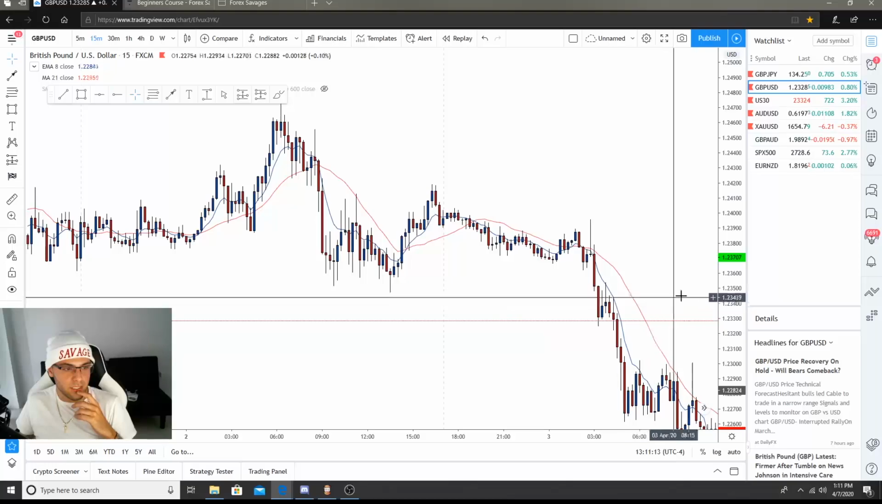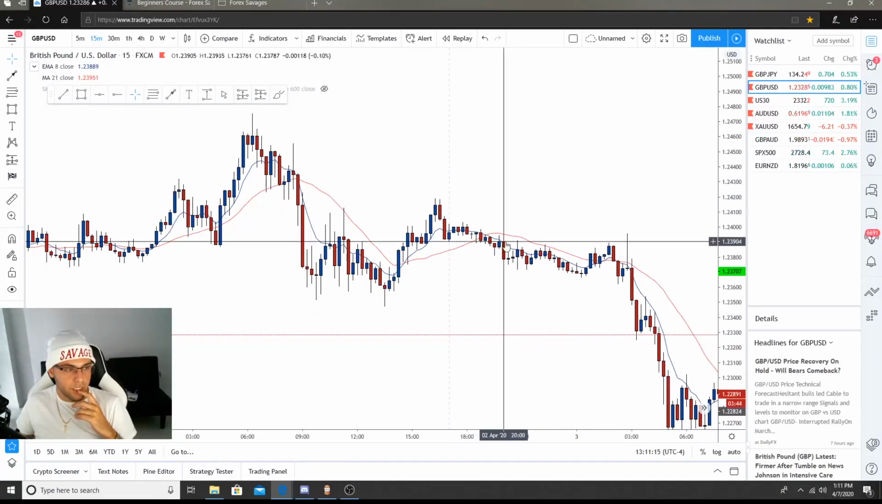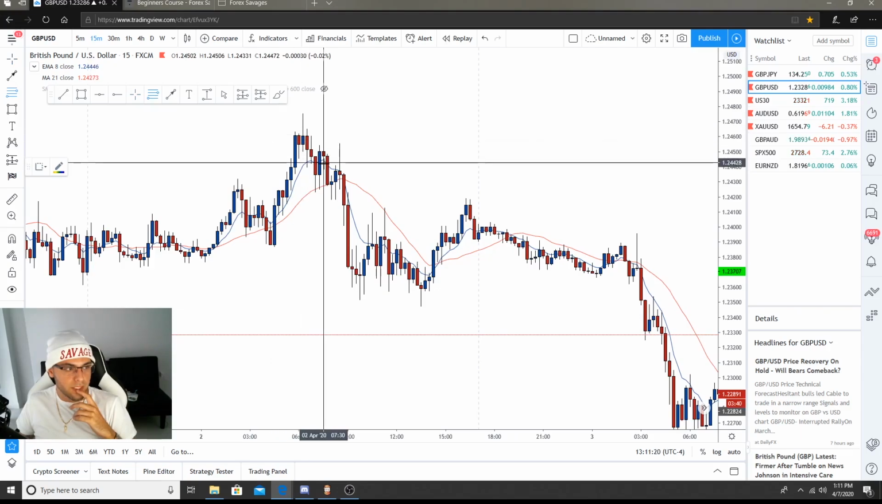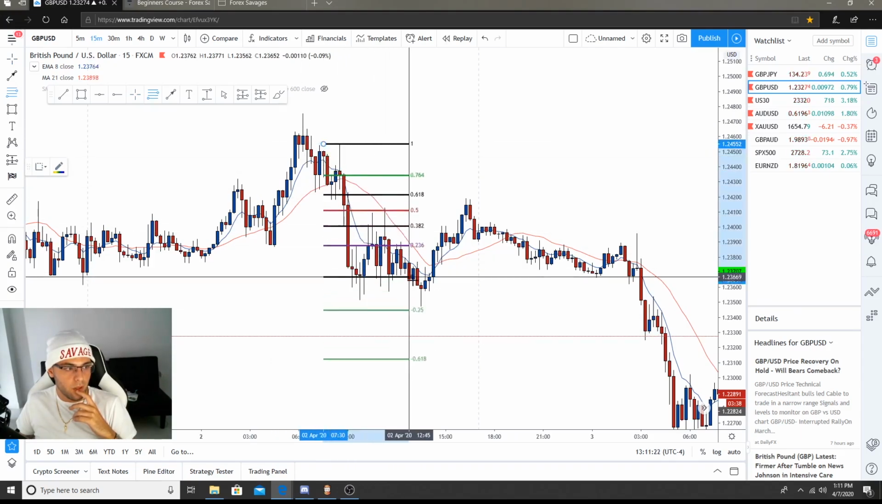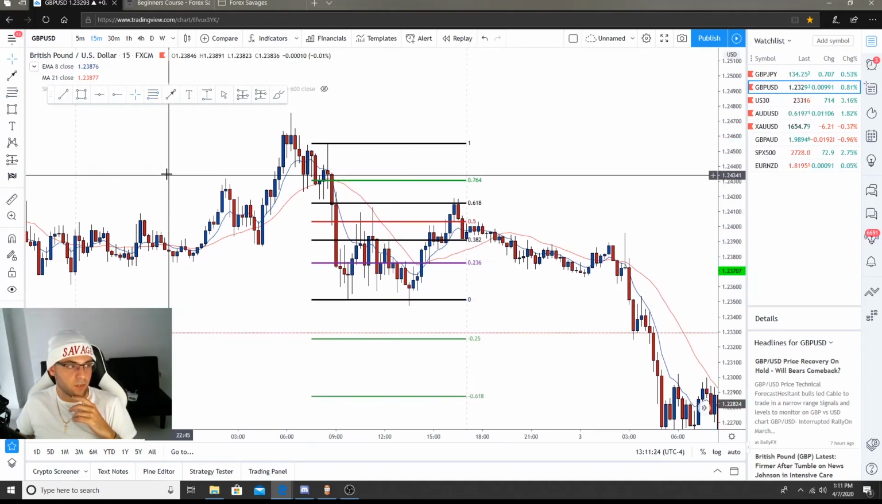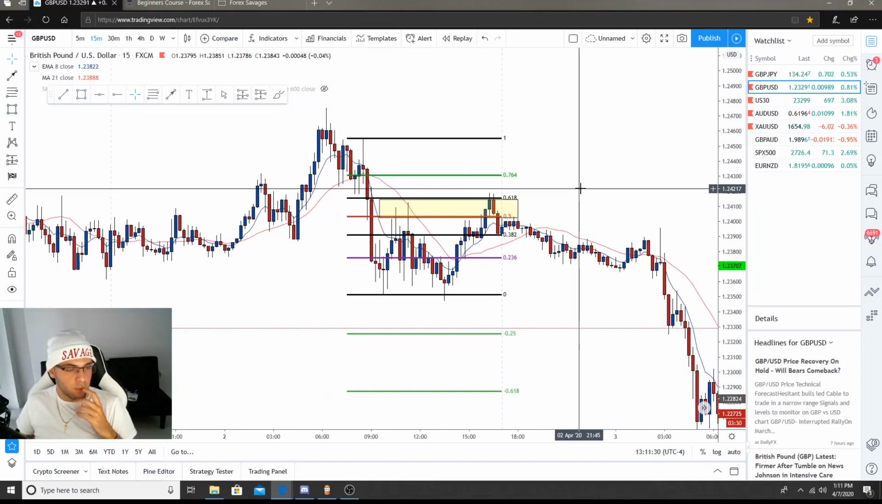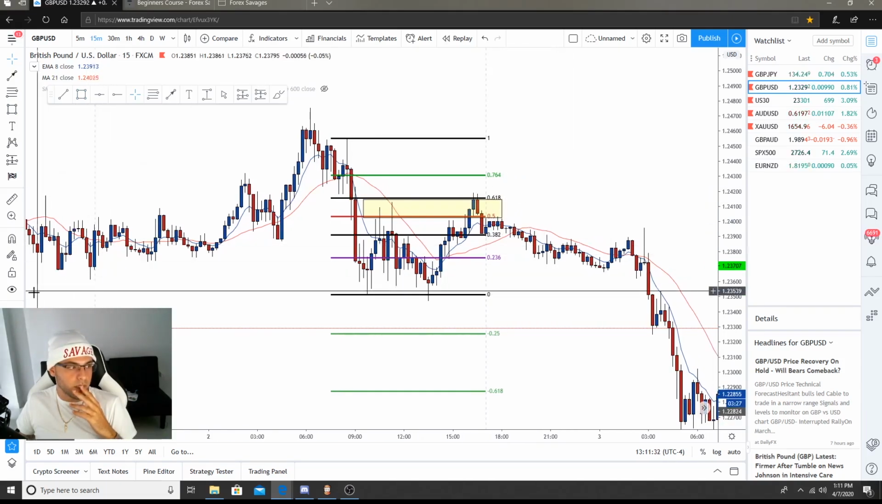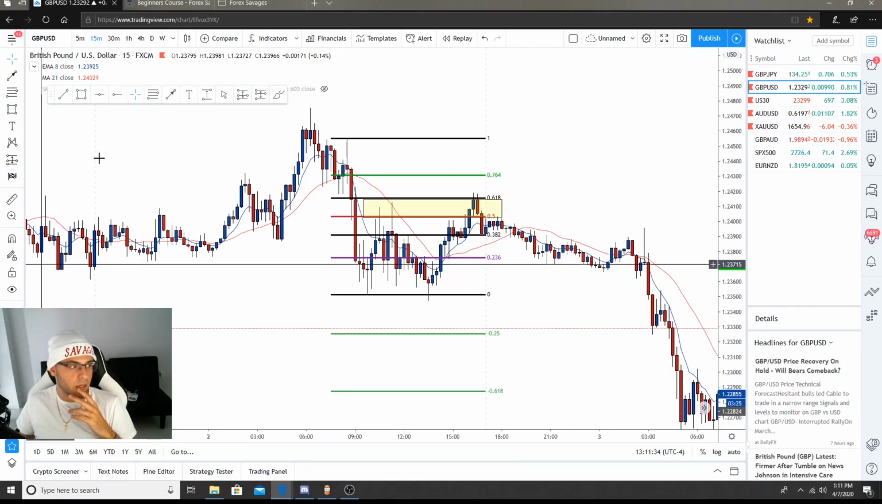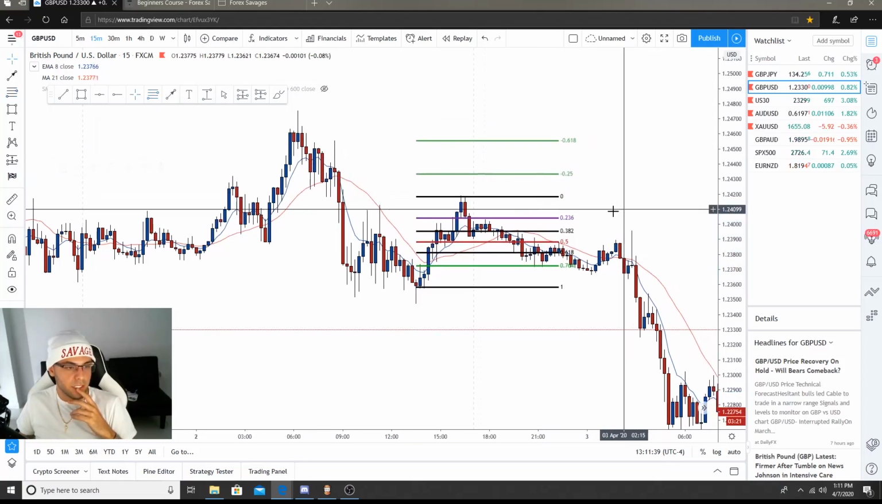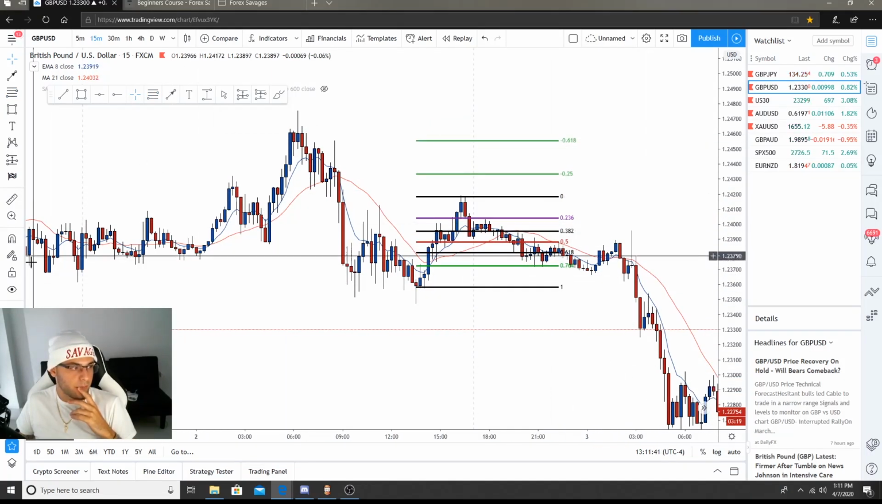So let me explain this to you guys real quick. What do we have here? We have this nice little melting zone right here. This thing just melted. We have our Fibonacci zone right here. But some people would have probably run their Fibonacci from here to here, and as you guys could see, you would have lost.